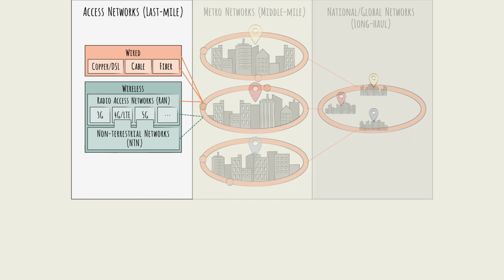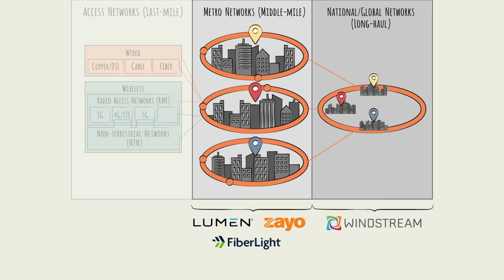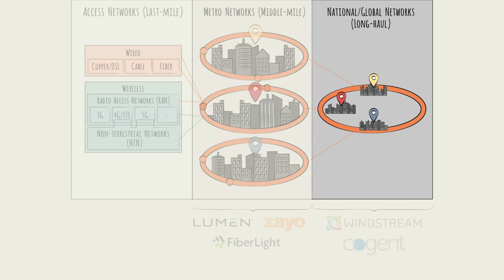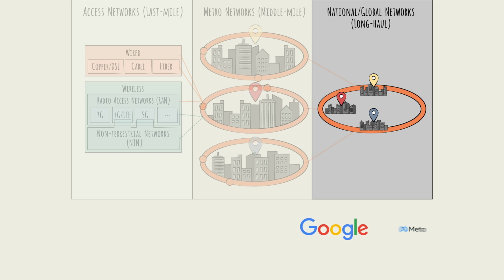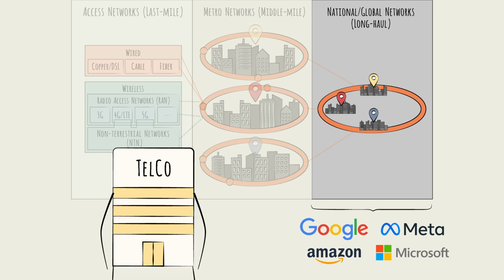There are also companies that focus on metro rings, like Lumen, Zayo, and FiberLight, or on long-haul networks like Windstream and Cogent Communications. This, too, is mostly a B2B game. These companies sell wholesale network access to other carriers. You also have hyperscalers like Google, Meta, Amazon, and Microsoft getting in the long-haul game, building national and even subsea fiber cables to support their cloud and AI infrastructure. This is seen as a threat to telcos, as it means less of the value will flow to them.